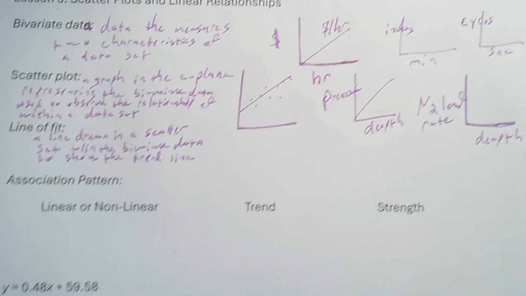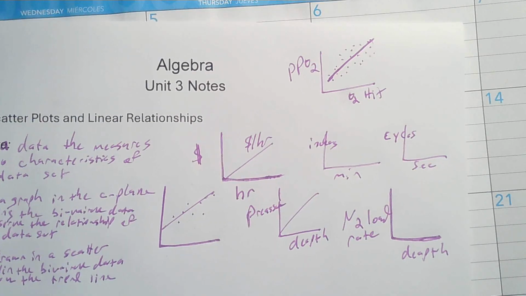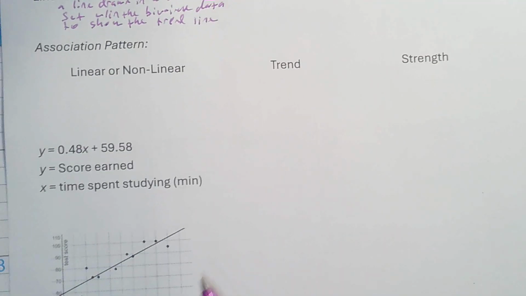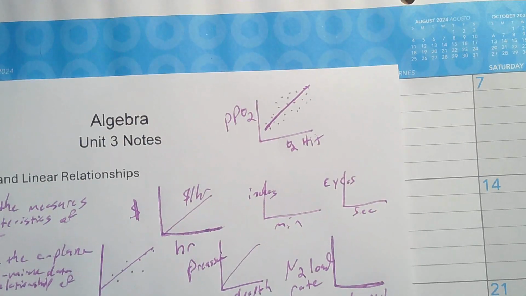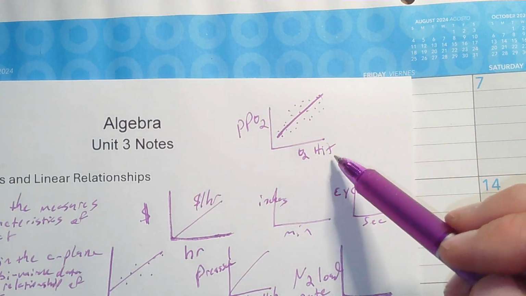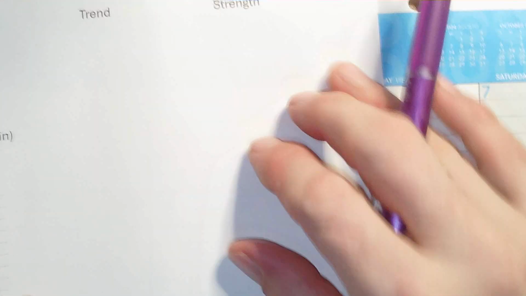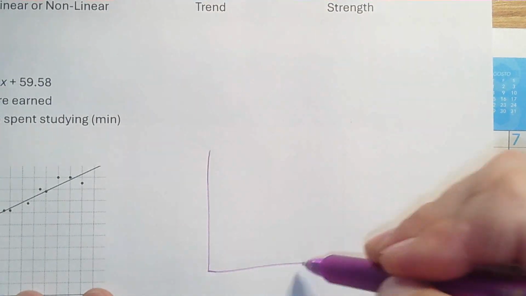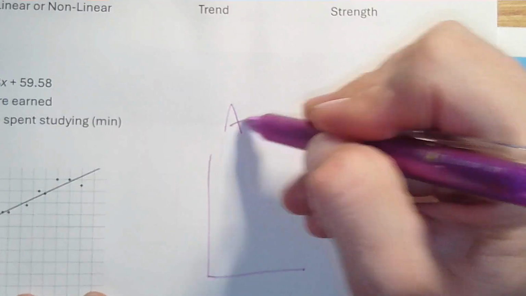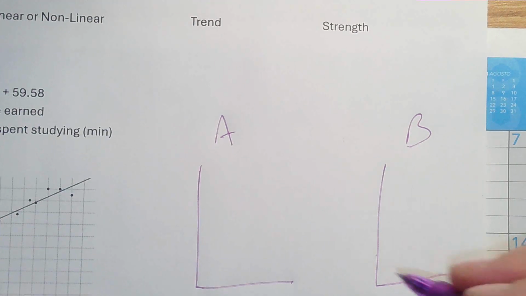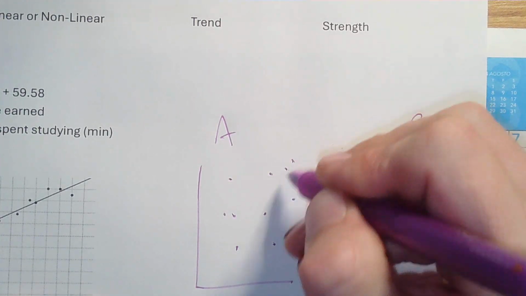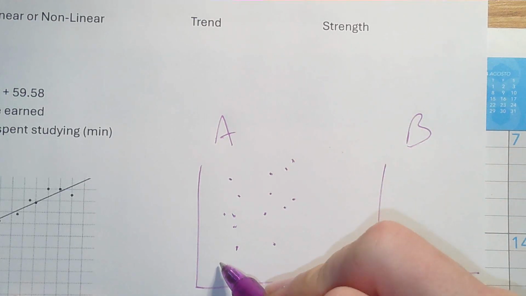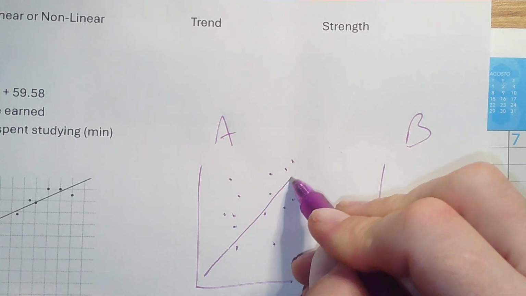Now, you can see I have this trend over here that I showed for the time spent scattering, the test score, and the time spent studying, and then I have this one over here for the partial pressure and the O2 hit. Say I have two sets of data, data set A and data set B, and I can compare them. One data set is loosely scattered, but you can tell you could kind of trend it like that.